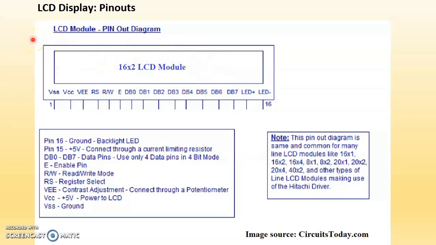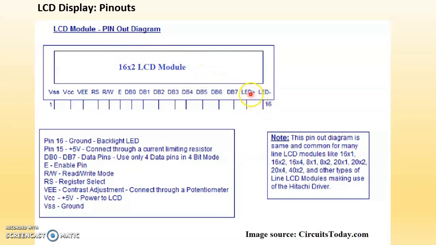So let us see the pin diagram for this LCD module. The pins are numbered from 1 to 16. Let us see the function of each pin. Pin number 16 has to be connected to ground; this is actually the cathode of the LED which is present over here. As this LCD module doesn't have an inbuilt light, the LED backlight has to be connected for displaying the characters whenever the intensity of the environmental light is low.